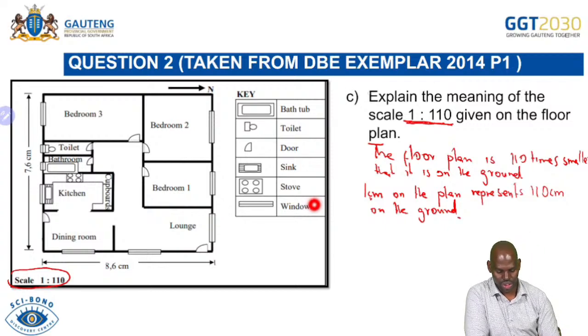So these are the possible explanations. It can either be the first one or the second one. And remember, when you use units there, one can say 1 unit on the plan represents 10 units on the ground. Or some people might even use millimeters: 1 millimeter on the plan represents 10 millimeters on the ground. But remember, you cannot use meter. You cannot use kilometer. So you need to be careful there.